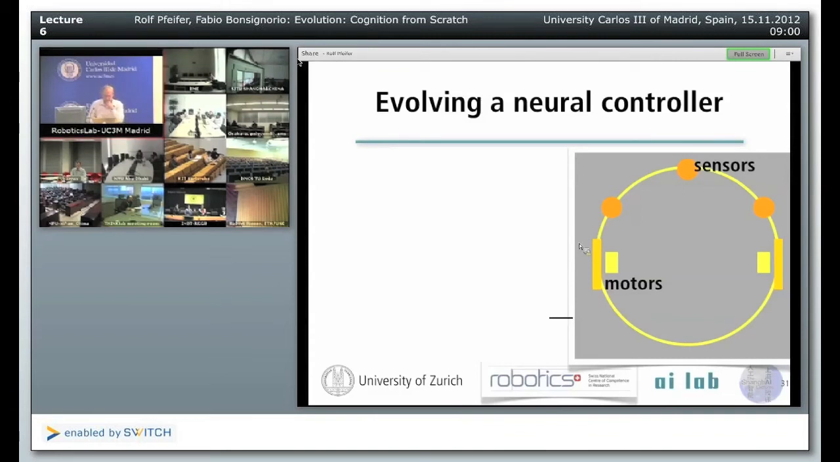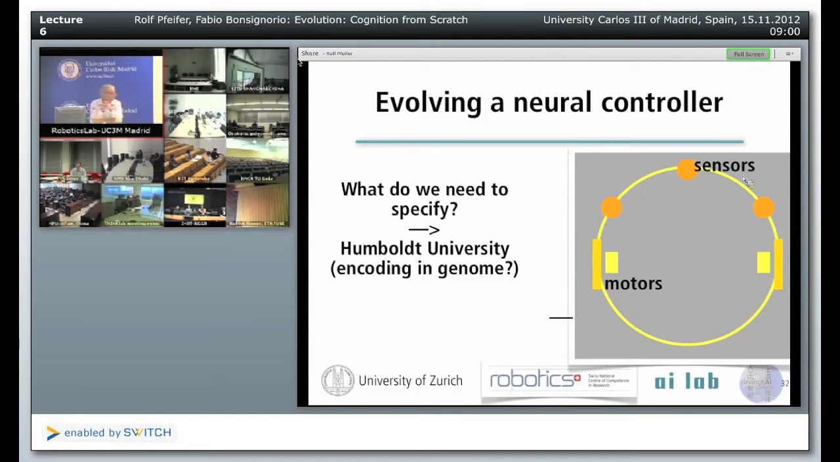Okay. Now, we are going to evolve, as an example, the controller for this robot here, which is a very simple robot. It only has two motors here, and it has three sensors here. And then the sensors need to be connected to the motors. Now, what do we need to specify here if we want to evolve a controller for this robot? Maybe we can switch to Berlin for a second.